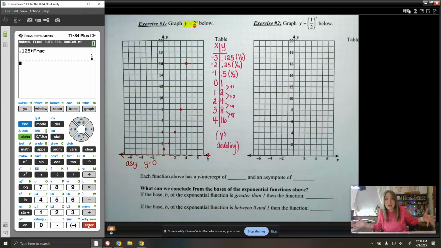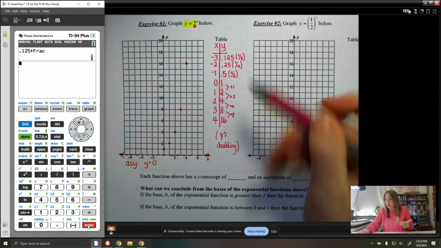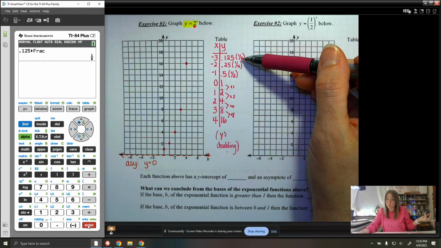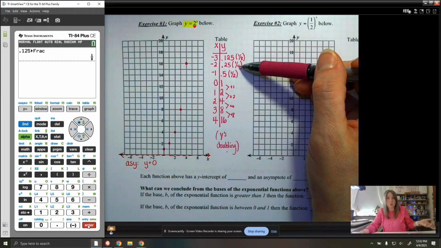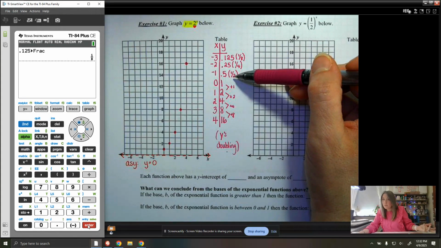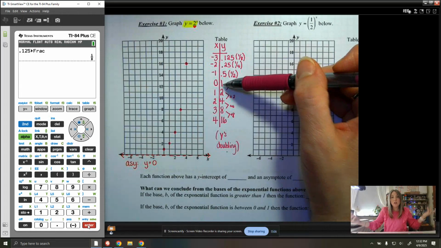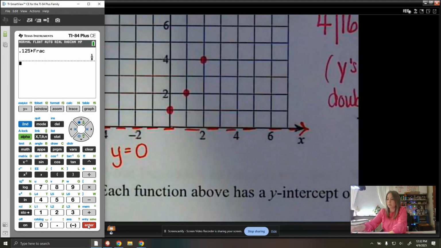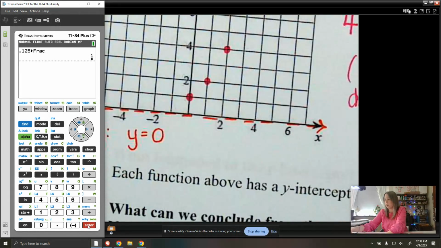Look at those denominators, 8, 4, 2. So 1/8 doubled, 1/8 plus 1/8, gives me 1/4. And 1/4 doubled gives me 1/2. And 1/2 doubled is 1. Okay, it fits the pattern of my y's doubling. Now it's a matter of actually getting those points on our graph on our paper from our graphing calculator.